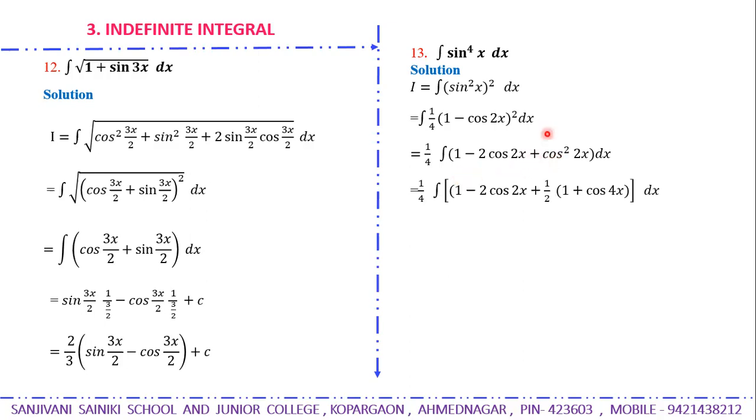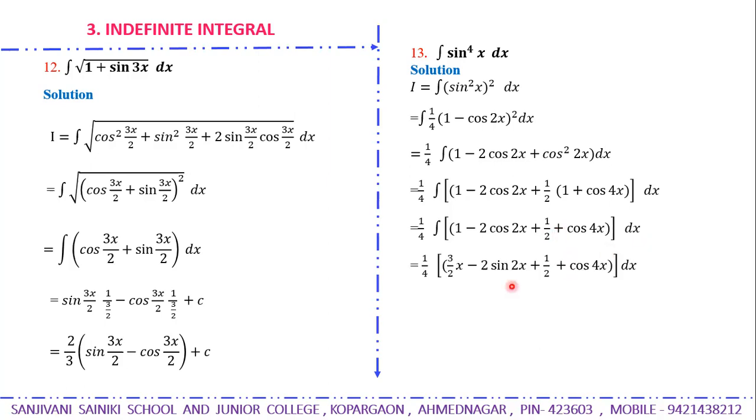Now again, this cos square 2x can be written, cos square theta can be written as 1 plus cos 2 theta upon 2. Again, originally there is 2x, so it becomes 2 into 2x is 4x, so 1 plus cos 4x upon 2. So the integral of 1 minus 2 cos 2x plus 1 upon 2 plus cos 4x, one upon 4 integration of 1 minus 2 cos 2x plus 1 upon 2 plus cos 4x dx.